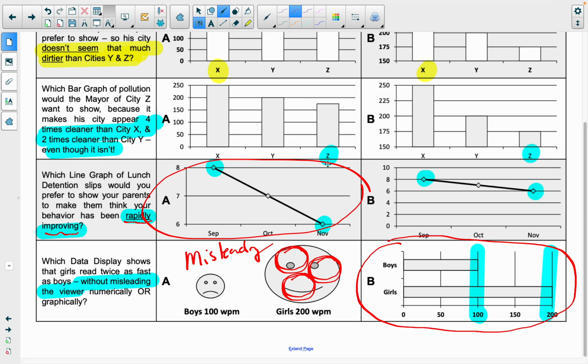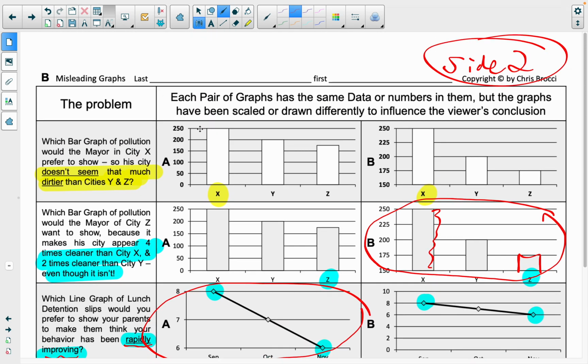Here, if you're the mayor of Z and you want to say, hey, my city rocks, we don't have nearly as much pollution as the other cities, are you going to choose A or B? B, because it's like, hey, look at my city here. We're so clean. Look at this city. You're so dirty. At this one, if you're the mayor of city X and you're like, hey, we're just about the same as all the other cities, which graph, A or B? Yeah, A makes it look like they're almost all the same.